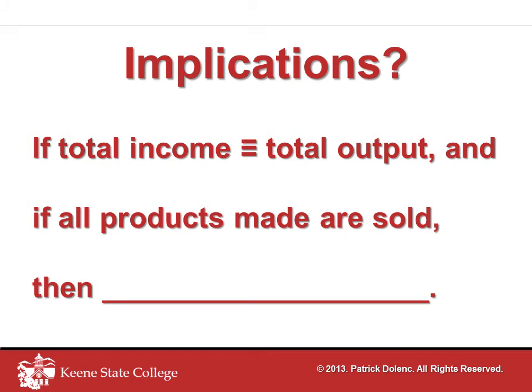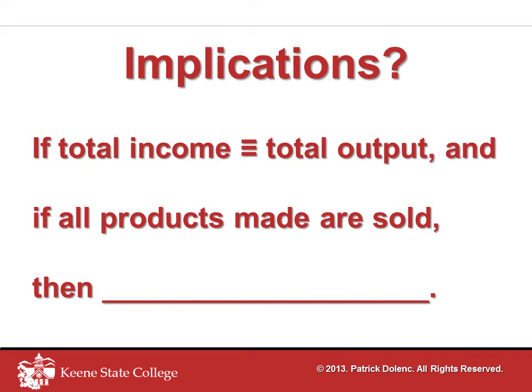So let's put the pieces together. First of all, if total income is exactly equal to total output, and I've just told you that that's always true, and if all the products produced are in fact successfully sold, which is not always true, but certainly desirable, then what must be the case? That's the mystery that goes in the blank line.